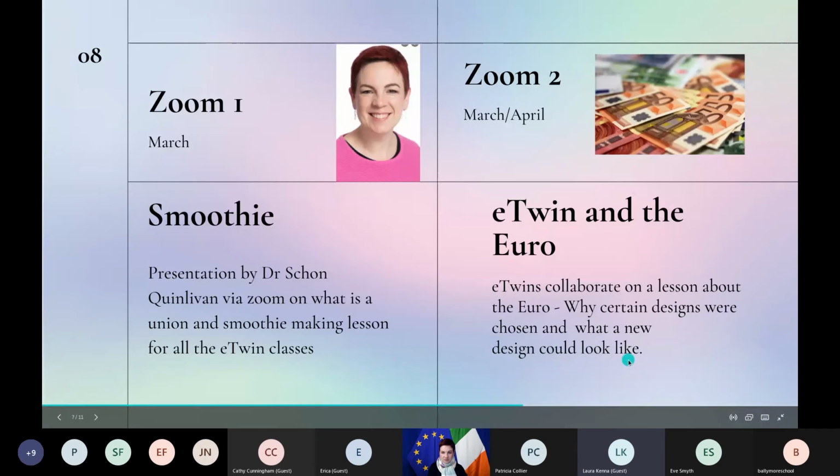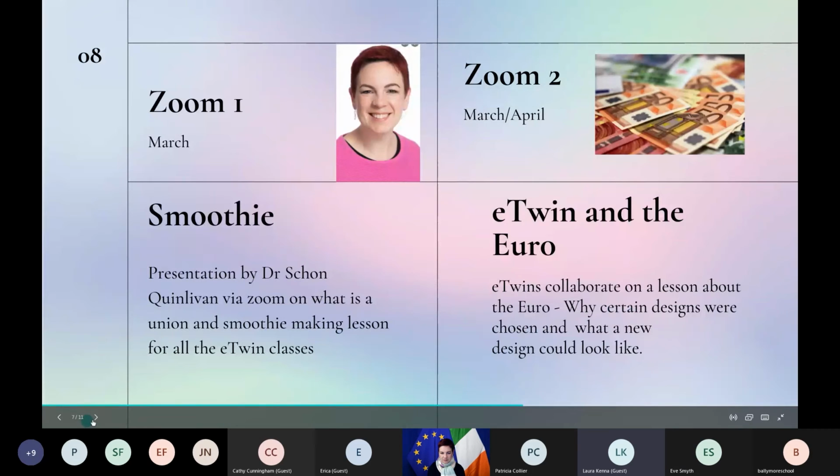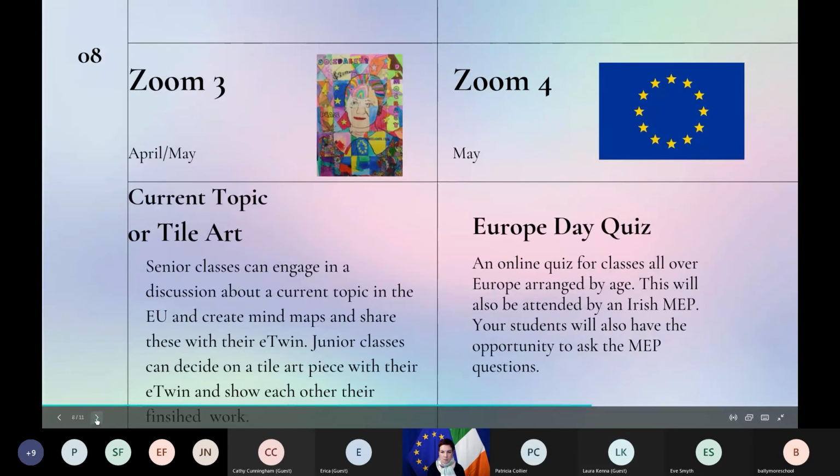Then you're on your own for the next one with your partner, and you'll have completed the lesson about the Euro note. Then you might have arranged a video conference, a Zoom, or whichever platform you like to use, with your eTwin partner, and your kids can discuss that together, or they might just like to look at their designs. Then the third Zoom will be around April, May time.